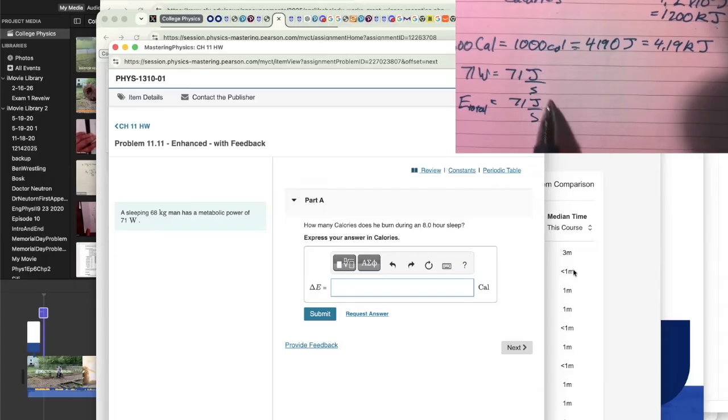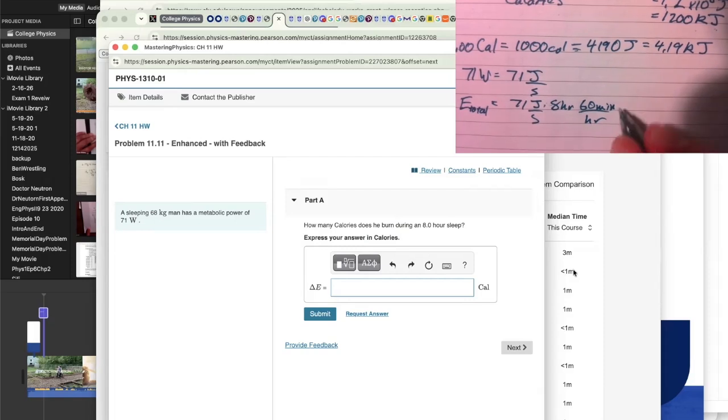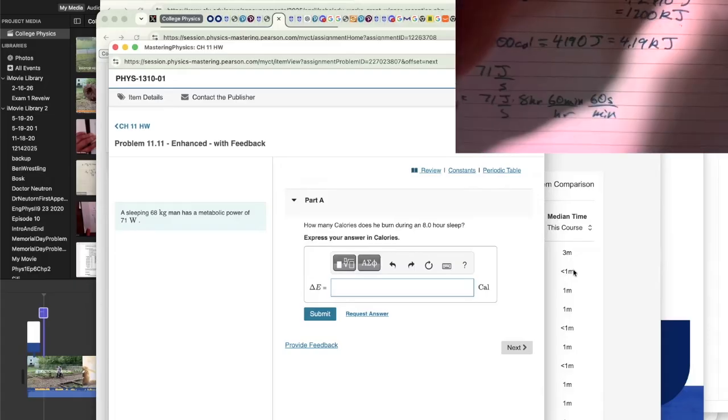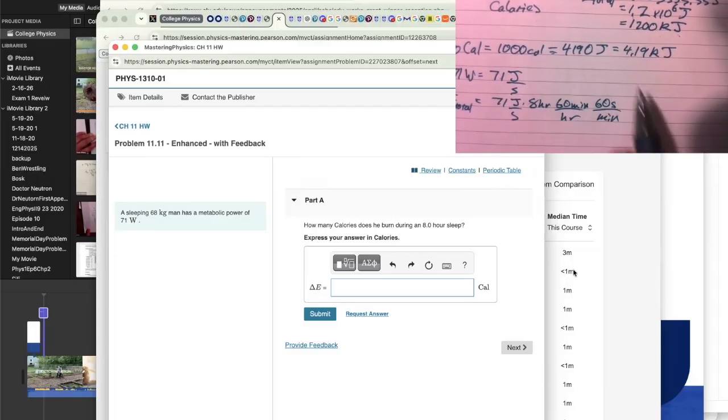Okay, we know the rate that you're burning energy. This is how much it takes to keep you alive, for 8 hours. So that's 8 hours at 60 minutes per hour, so our hours are going to cancel. And then we have 60 seconds per minute. This is going to be the energy that we burn, and then we want to convert this into calories. So we're going to use this as a conversion factor.